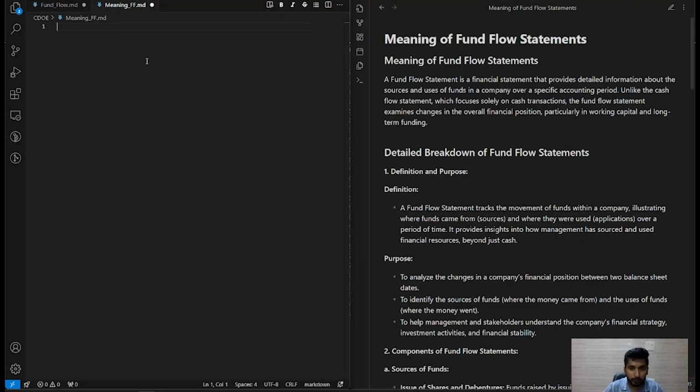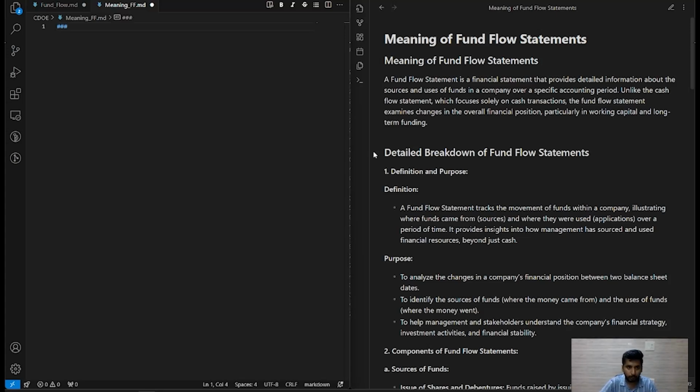And in this video, we will be discussing a detailed breakdown of the fund flow statement. So basically, a fund flow statement is a financial statement that provides details about the sources and the uses of the funds in the company over a specific accounting period. Unlike the cash flow statement, which focuses solely on cash transactions, the fund flow statement examines the changes in the overall financial position, particularly in the working capital and the long term funding.